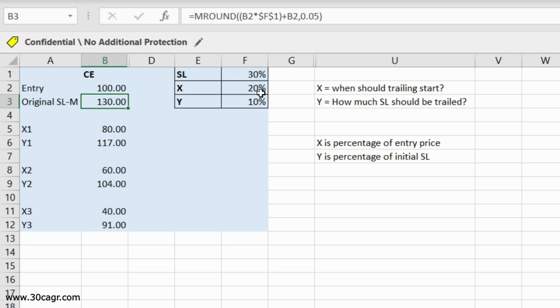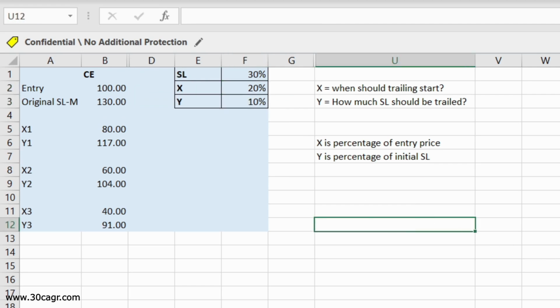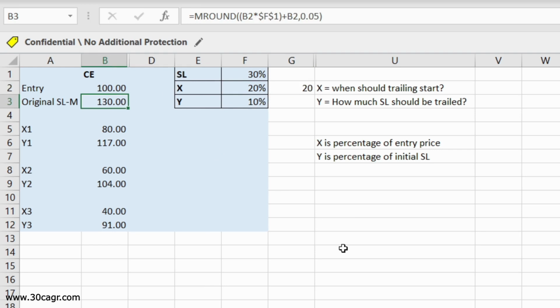Once we calculate these 20 and 30, we convert them into points and then keep trailing in the same fashion whenever this option leg moves further into profit. Okay, so for example, first we calculate what is 20%. 20% of 100 is 20 rupees, right? So we calculate this 20 rupees and keep aside. And then Y is 10% of stop loss, which is 130. So we calculate 10% and keep it aside. Now 20 and 13 are the values that we need to keep trailing until we exit the position.